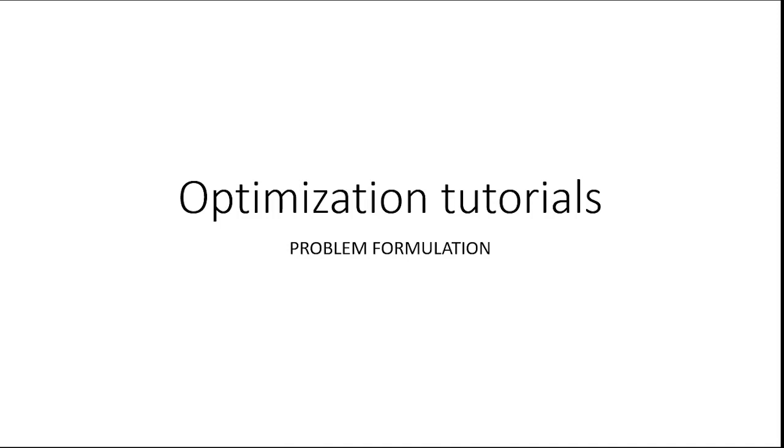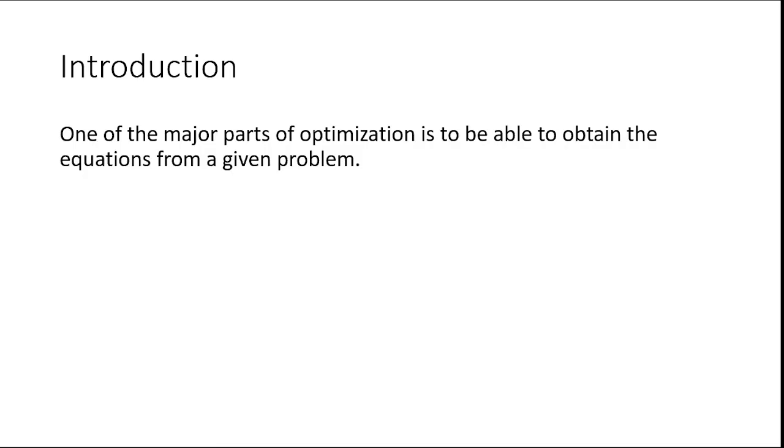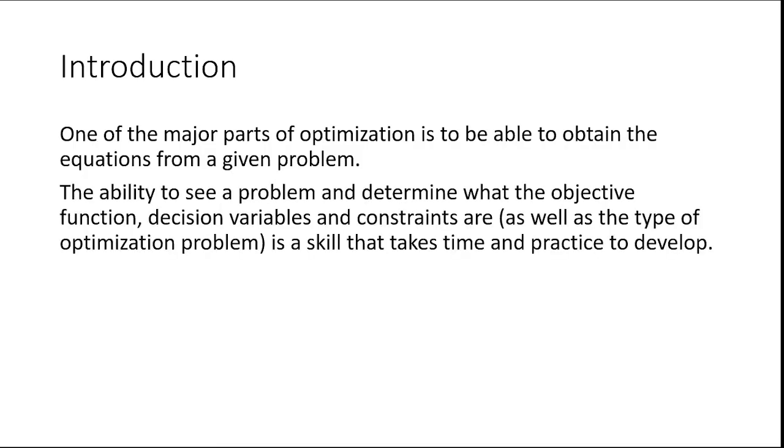Okay, we want to take a look at problem formulation in optimization. What we want to do is look at a problem, especially in word problem form, and be able to derive all the equations that we will need in order to perform our optimization. So one of the major parts of optimization is to be able to obtain the equations that we will need from a given problem.